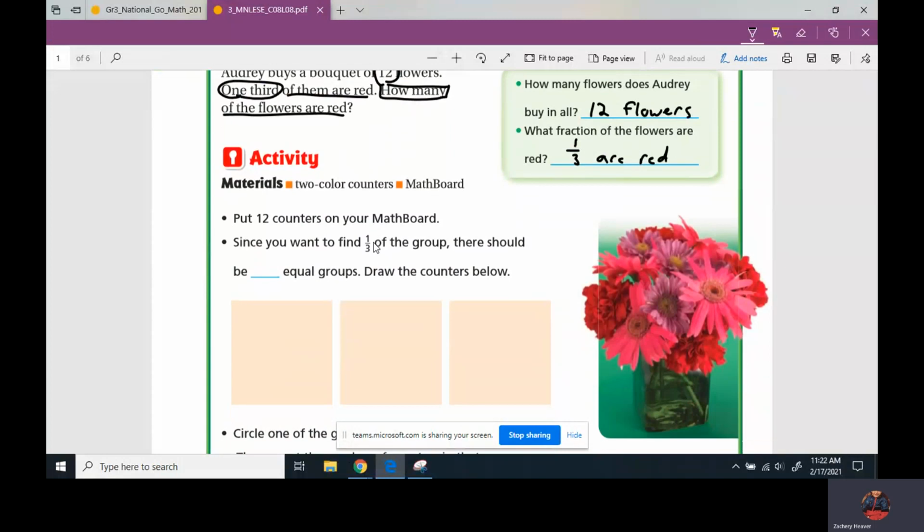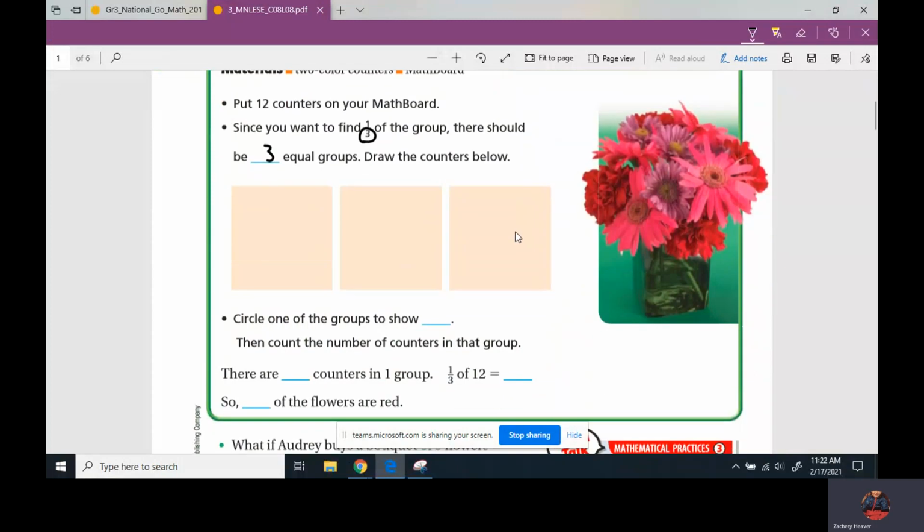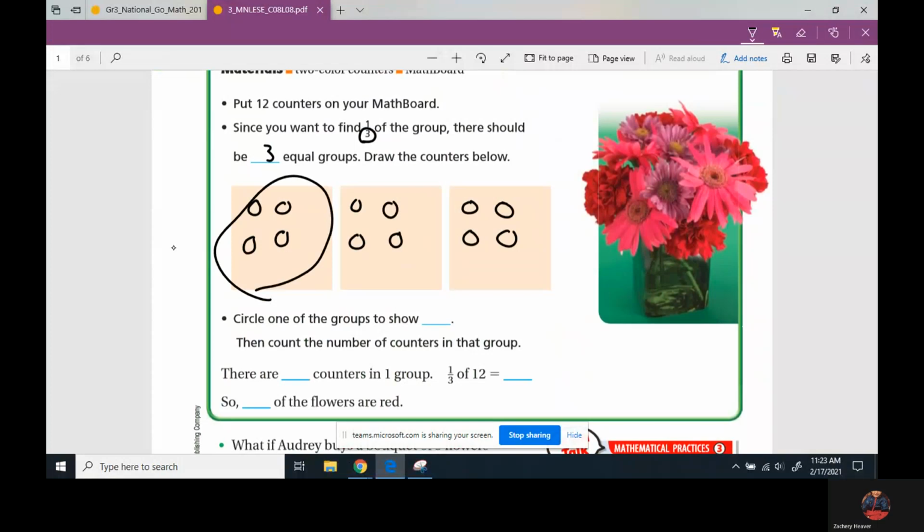So it says put 12 counters on your math board. Since you want 1/3 of the group, there should be 3 equal groups because look, our denominator is 3. So we make our 3 groups. And now we're going to go through and count. 1, 2, 3, 4, 5, 6, 7, 8, 9, 10, 11, 12. So we found 1/3 because here's 1 group, 2 groups, 3 groups. Circle one of the groups to show 1/3.